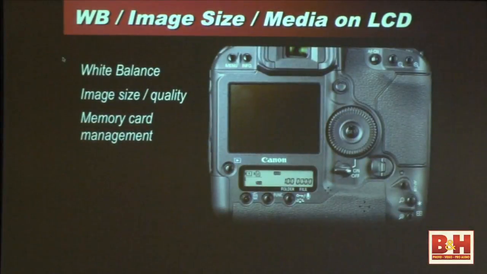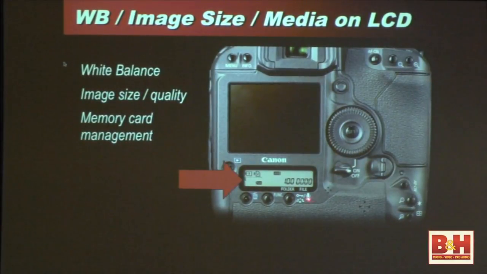This is one that I love on the new cameras. It's called White Balance Image Size Media on LCD. Basically, those settings, setting the white balance, setting the image quality, and managing your memory cards, because the 1Ds can take one or two memory cards at the same time, are usually done either by going into the menu or on the little LCD panel on the back here. The problem with the panel is it's small. It does have an illuminator to light it up, but it's small, it's hard to read, even for folks with good eyesight and so on.